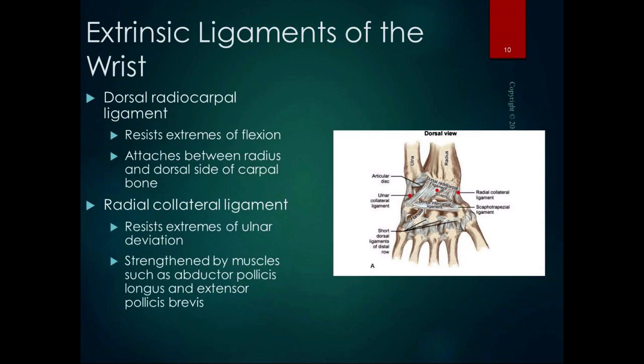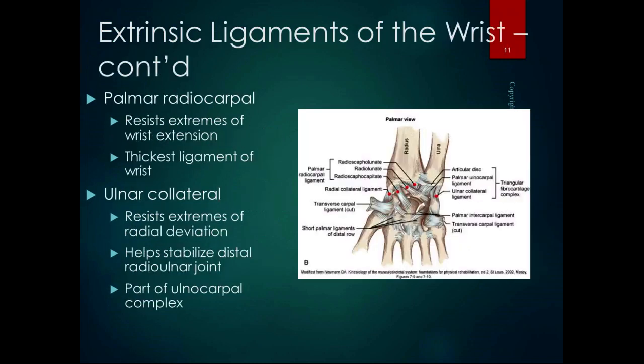The radial collateral ligament, if it were in another joint, would be called the lateral collateral ligament, but it's on the radial side, the thumb side. It resists extremes of ulnar deviation. It's strengthened by muscles such as the abductor pollicis longus and the extensor pollicis brevis. So it's not just the ligament that's taking the forces. We get a lot of forces in our wrist, and we have lots of structures to absorb them.